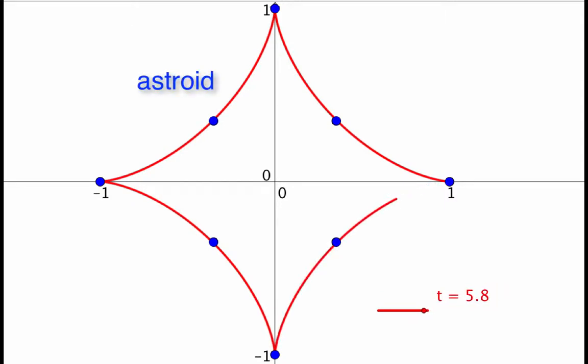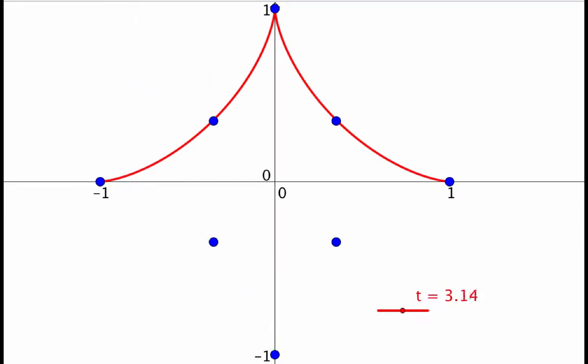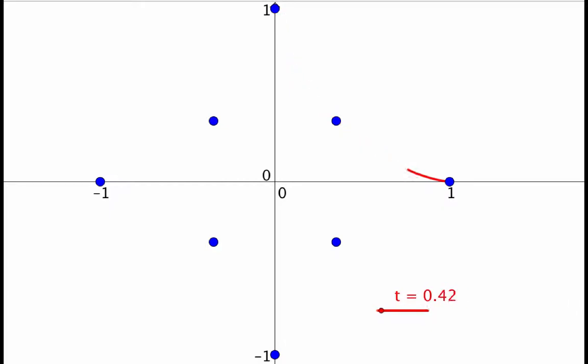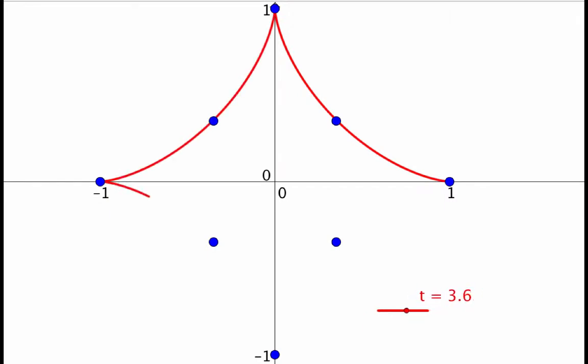That's not to be confused with an asteroid. The asteroid has got 4 cusps and it is a very symmetrical figure. It is the same whether it is reflected along the x-axis or along the y-axis.